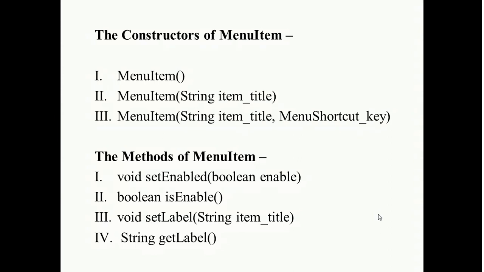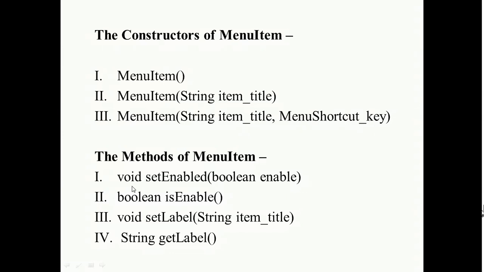The third constructor has two parameters, that is a string item title and menu shortcut key. This constructor creates a menu item with item title and menu shortcut key for this item. Now next see the methods of the menu item. There are four methods of the menu items.